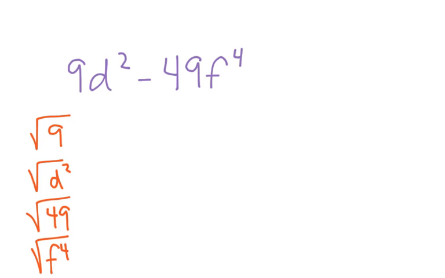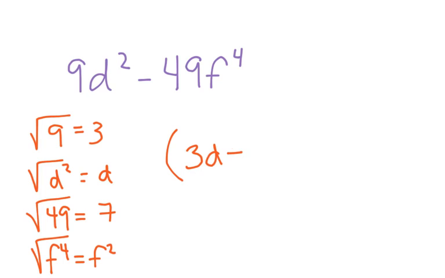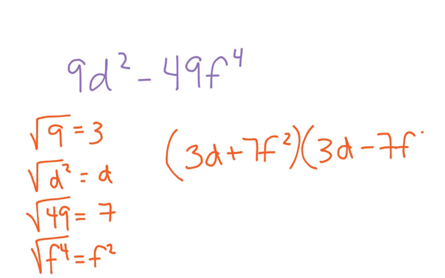So the square root of 9 is 3. The square root of d squared is d. Square root of 49 is 7. And the square root of f to the 4th is f squared. So when we go ahead and write it, as we just said, the square root of 9 was 3d plus 7f squared. And rewrite it but flip that sign in the middle. And we are done.